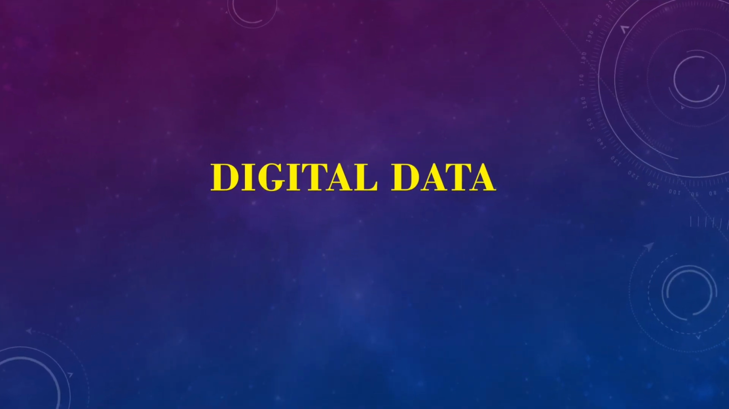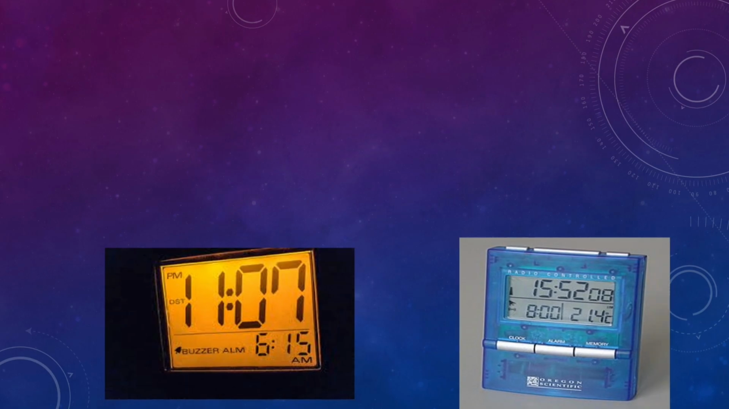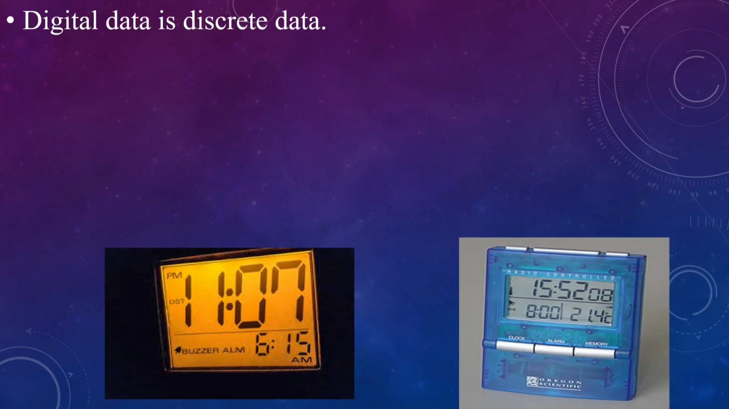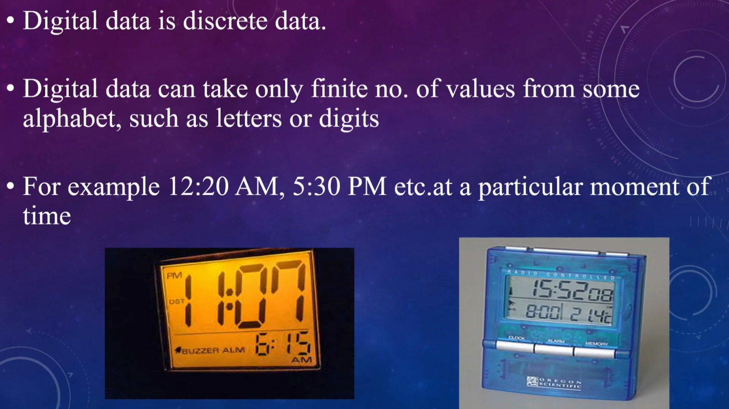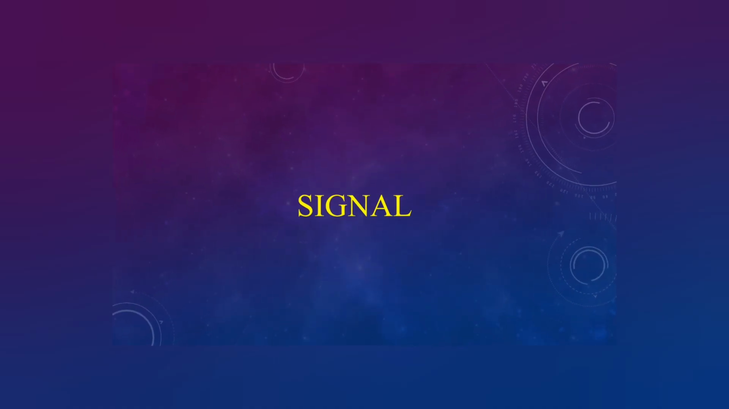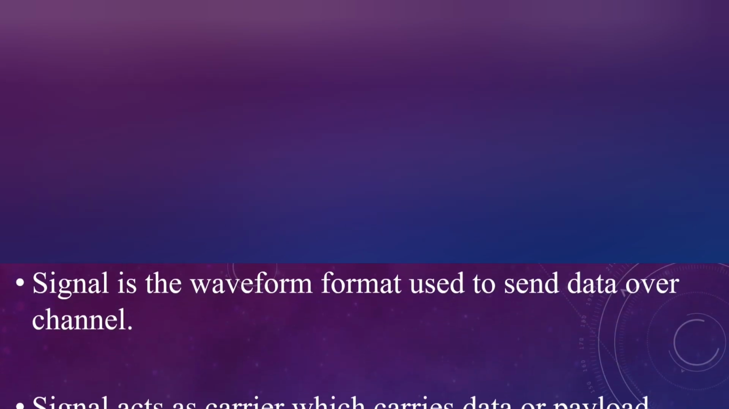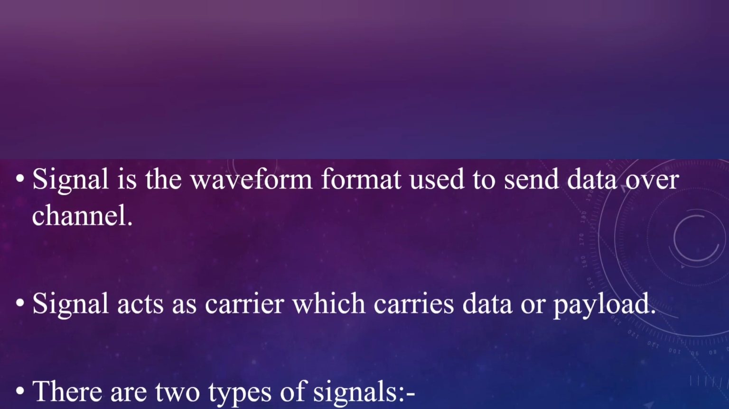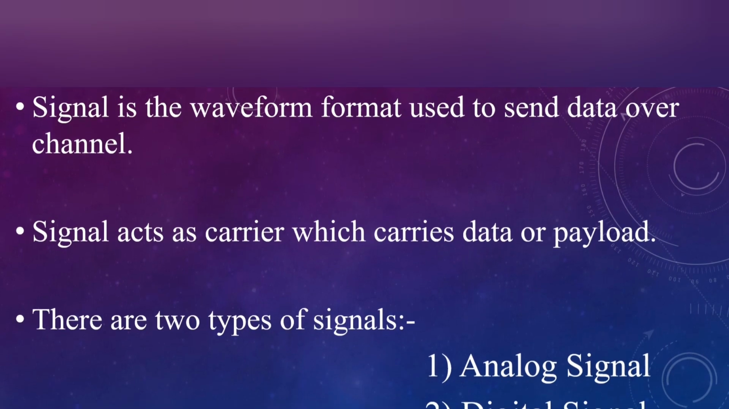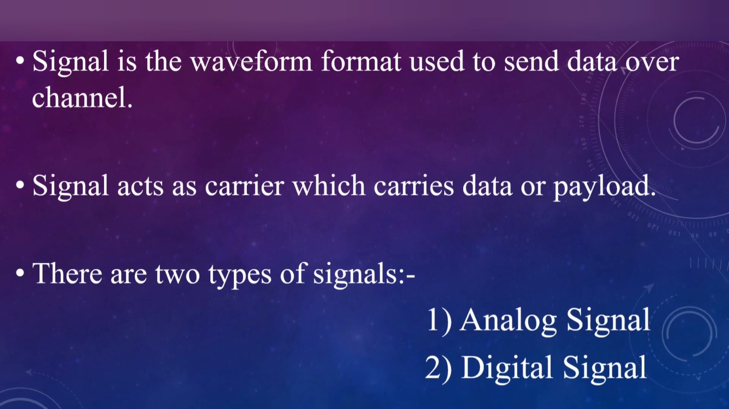Now, digital data. Digital data is discrete data. It can take only a finite number of values from some alphabet, such as letters or digits. For example, 12:20 am, 5:30 pm, etc. at a particular moment of time. Let's learn about signal. Signal is the waveform format used to send data over a channel. It acts as carrier which carries data or payload.